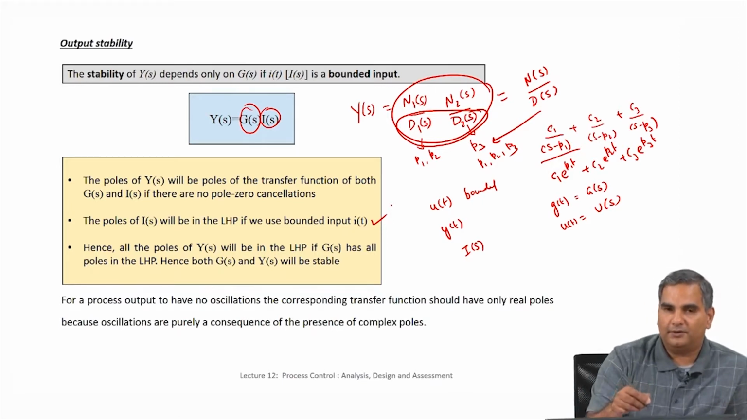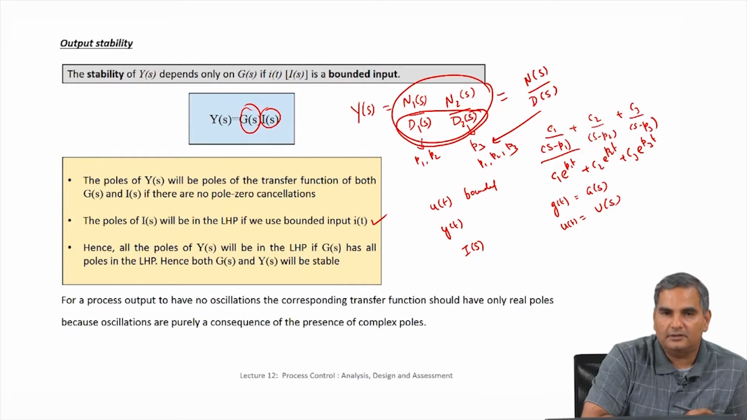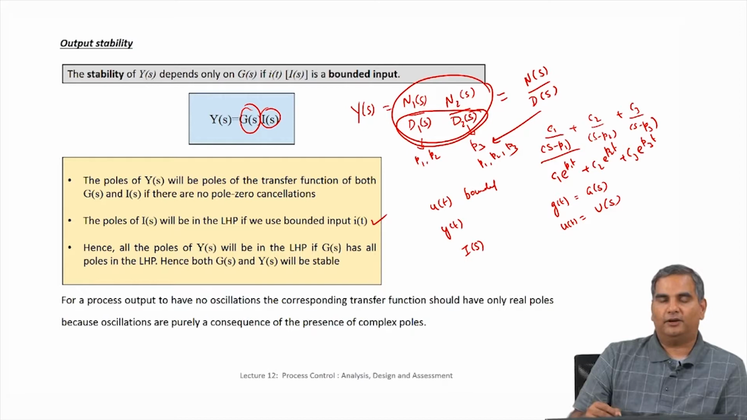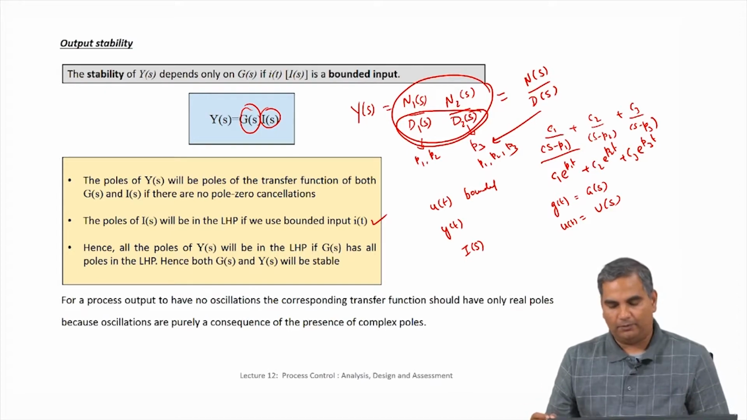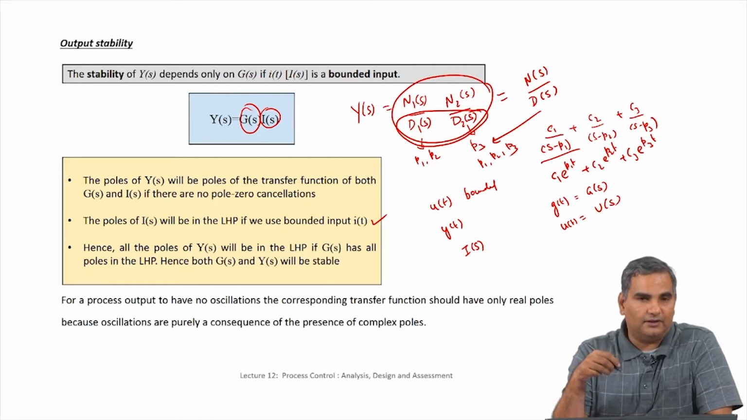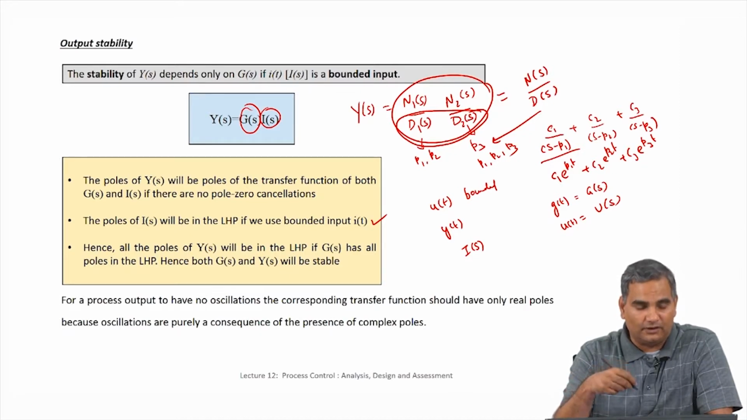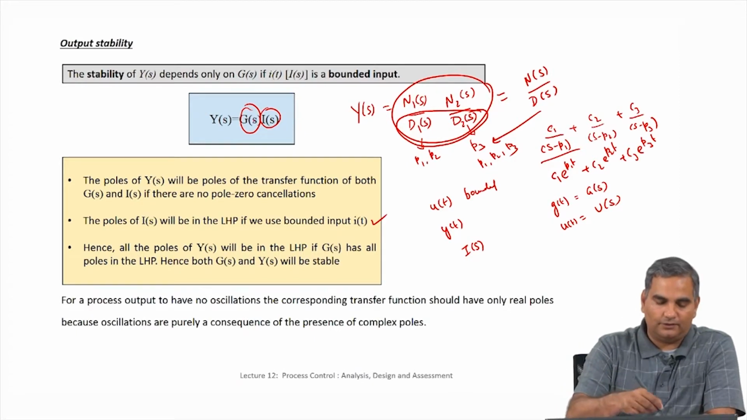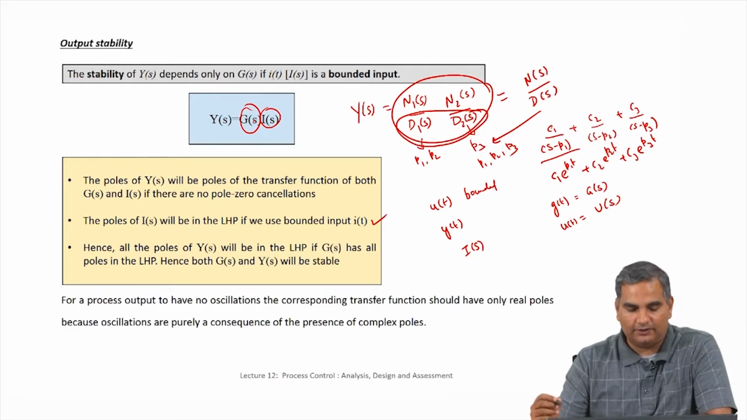So, BIBO stability would mean that the poles of G of s should be in the left half plane, assuming that I have bounded input. That is the reason why I call it bounded input, bounded output stability. So, notice how when we talk about the stability of g(t) itself, which is the stability of G of s, correspondingly the stability of Y of s just becomes the stability of G of s if I of s is bounded, right. So, if I of s is bounded, we are only worried about G of s, right.